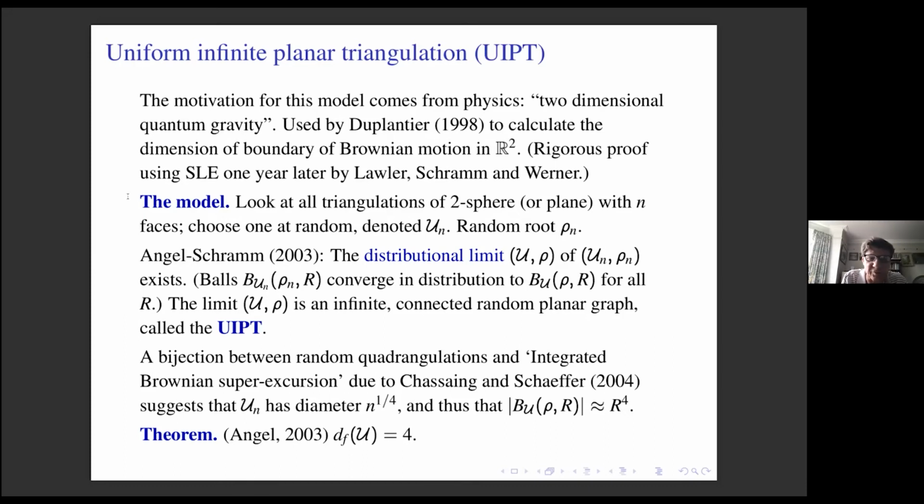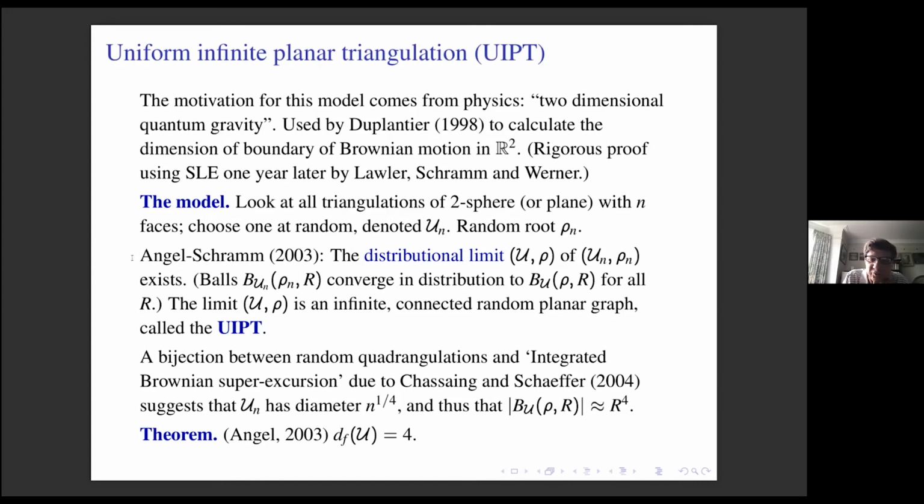So here is the model for the UIPT. Let's look at all triangulations of the two-sphere or the plane with n faces. We look at an equivalence class of triangulations under translation, where we look at the topological structure and not the particular location of the points. So there are only finitely many of them. We choose one at random and we denote it U_n, and we choose a random root rho_n of this triangulation U_n.